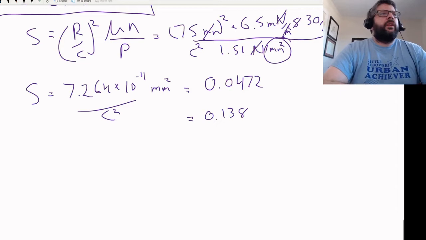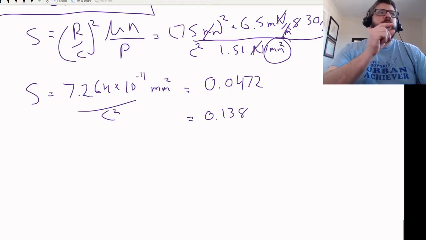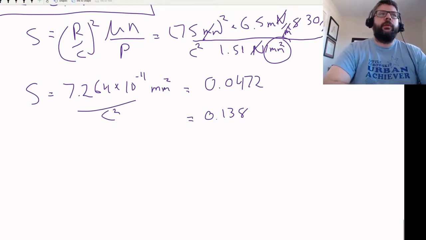So now that we've got the range of S's that we should probably be dealing with, what we want to do is figure out whether or not we're going to have an acceptable H naught. So whether or not the minimum film thickness that we're going to see is going to be large enough.